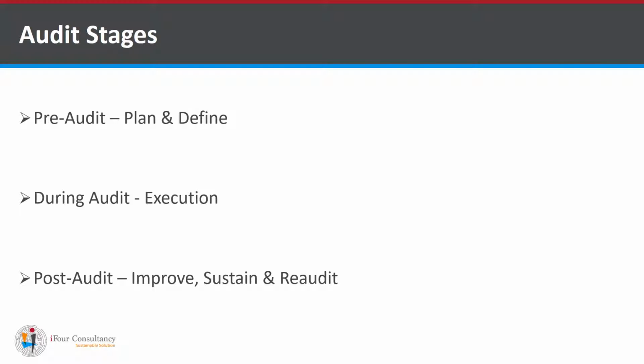Second phase is during audit. In this stage, we actually execute the checklist. We log our observations whether there is compliance or non-compliance in the organization, and we provide recommendations as per our observation. The last stage is post-audit, in which the organization is supposed to work on the recommendations provided by the consulting company, and audit is a continuous process, so once the improvement processes are done, a re-audit is required.